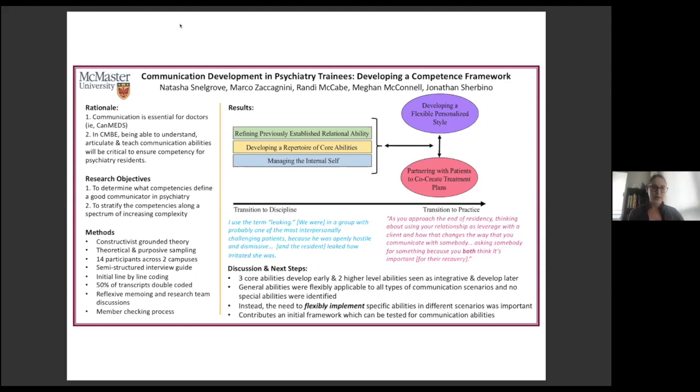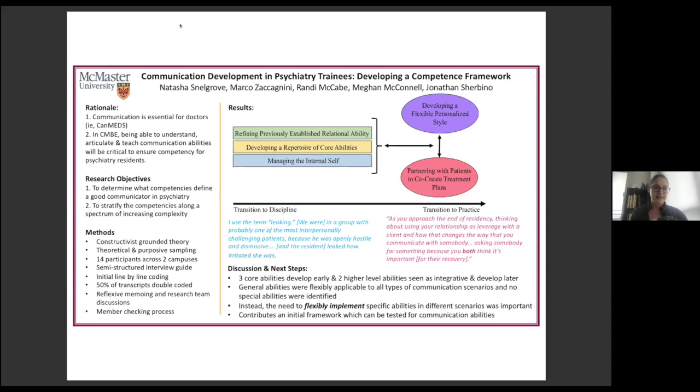So in this study, we really wanted to look at determining what those specific competencies are that define a good communicator in psychiatry, and then to stratify those competencies along this spectrum of increasing complexity from transition to discipline all the way to transition to practice.